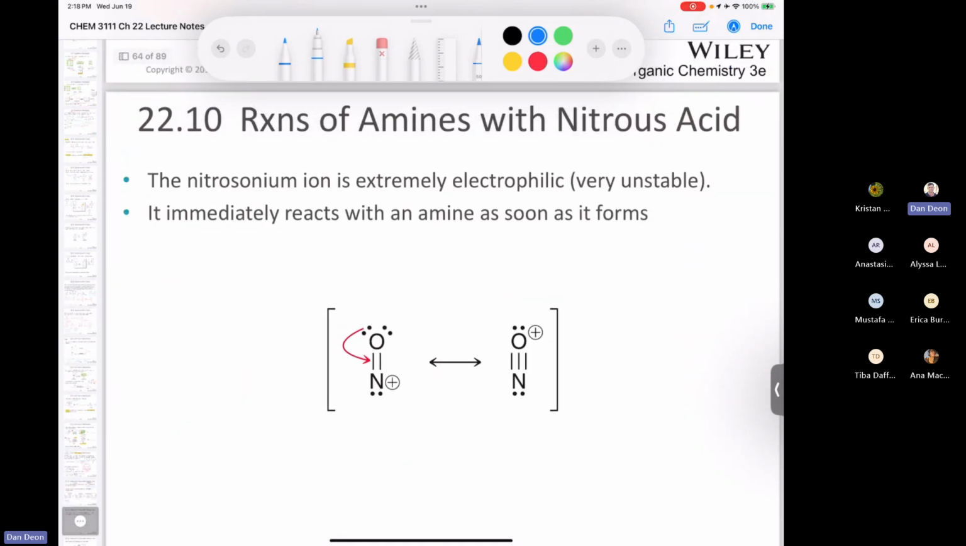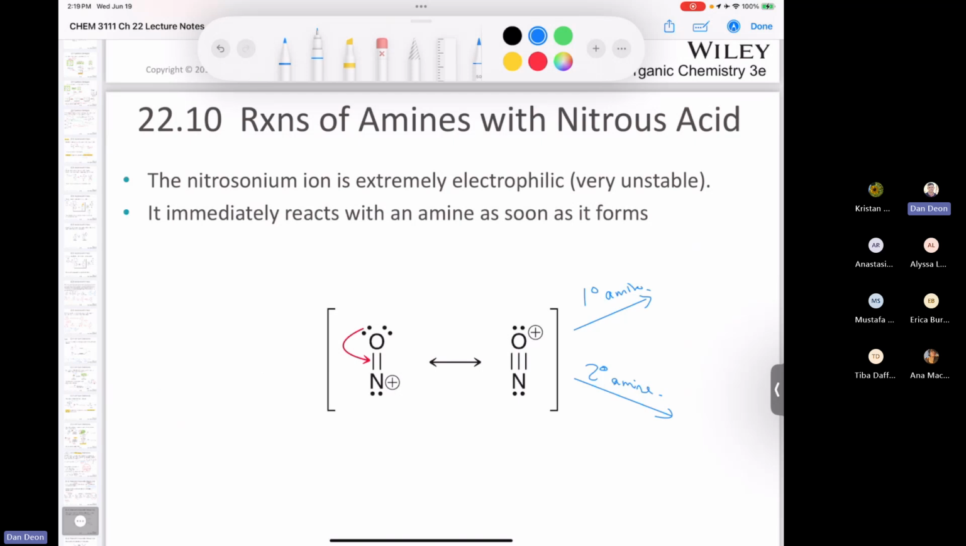Now, again, the nitrosonium ion, just like the nitronium ion, is a very powerful electrophile. It's really unstable, and it will react with an amine as soon as it forms. So if it sees a primary or secondary amine, it is going to react. It can react with a primary amine, and it can also react with a secondary amine. We don't look at tertiary amines. They don't react with tertiary amines.